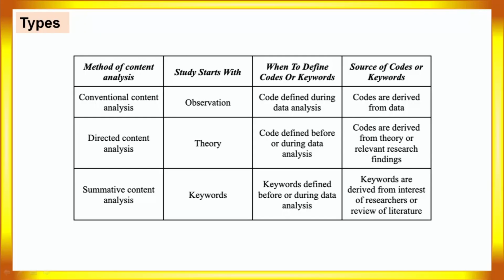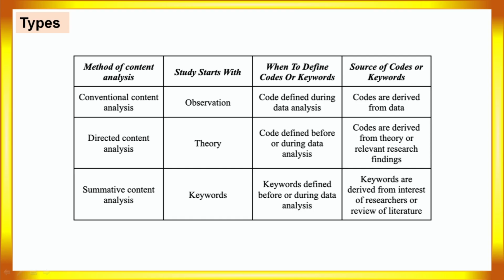Okay. So, mostly used are the conventional content analysis and the summative content analysis. In the conventional content analysis, we generally start our study with observation, whereas in the summative content analysis, we start with keywords. Then you define the codes or the keywords, and proceed with the further analysis.